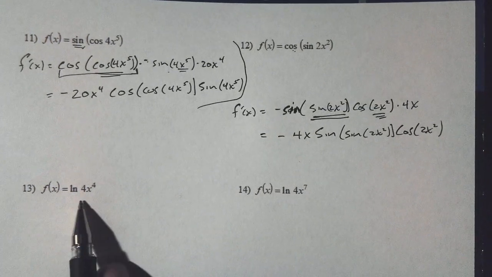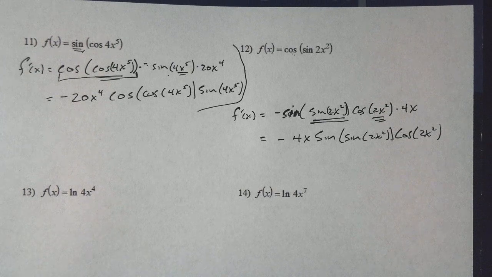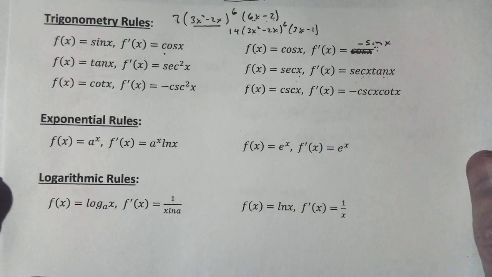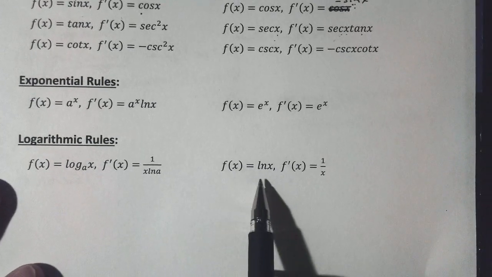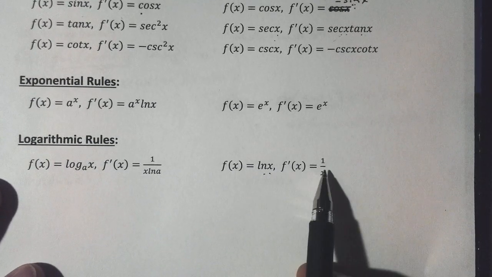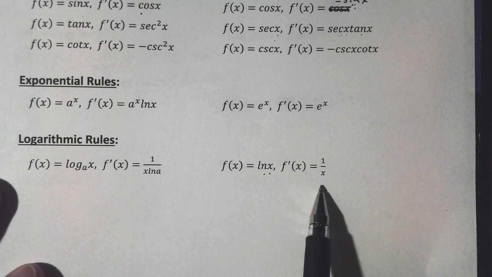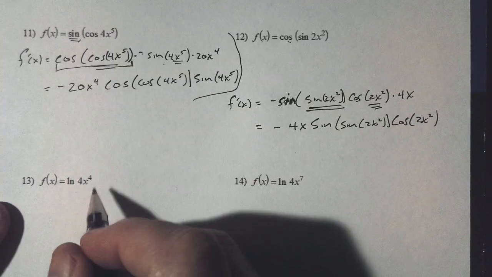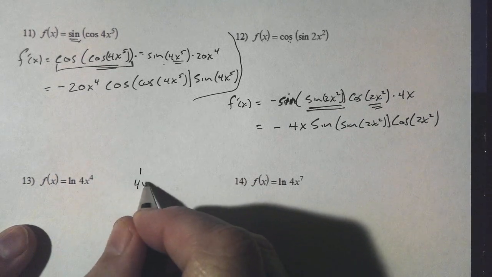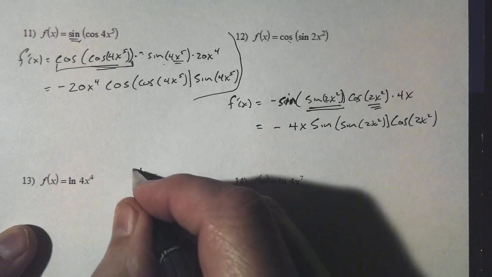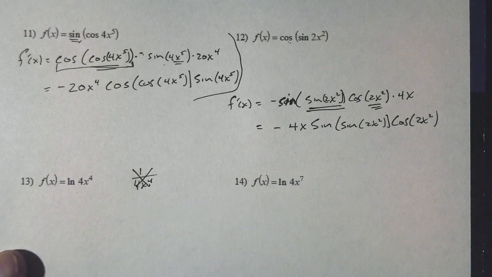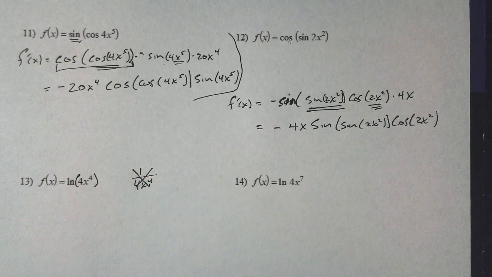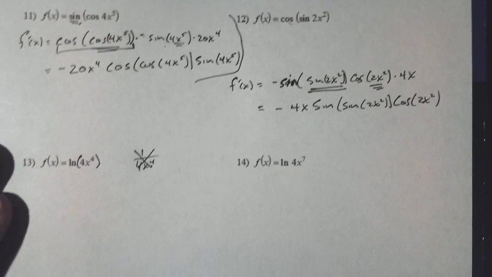Now we get into some natural logs. Natural logs are kind of interesting. Here we have ln of x is simply just 1 on x. And so we may think that ln of this would be 1 on this, but it is not ultimately that. What if we think of this way? Oh, this is a chain rule still.